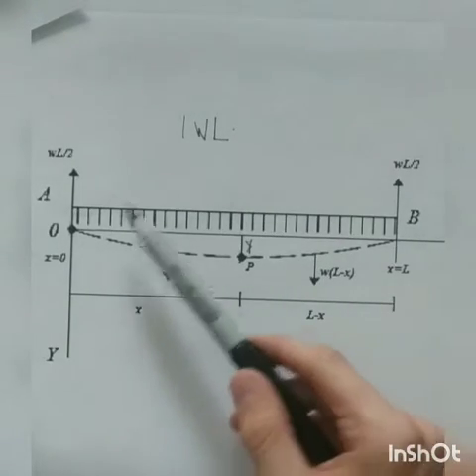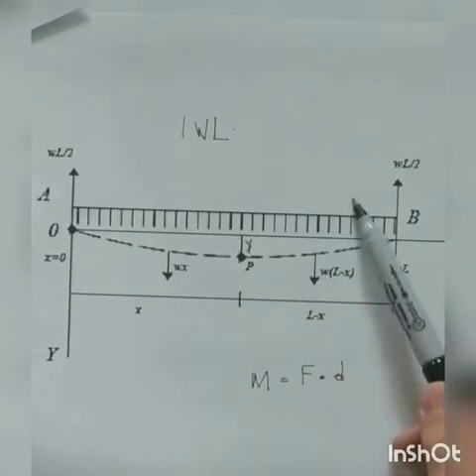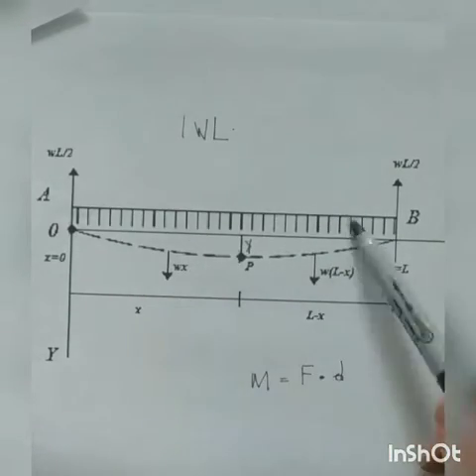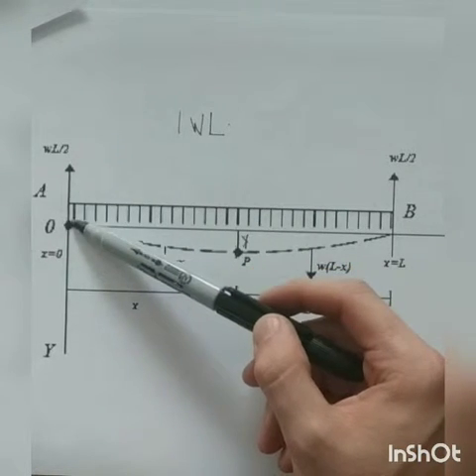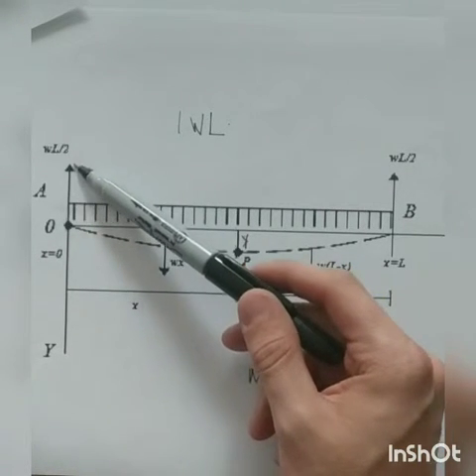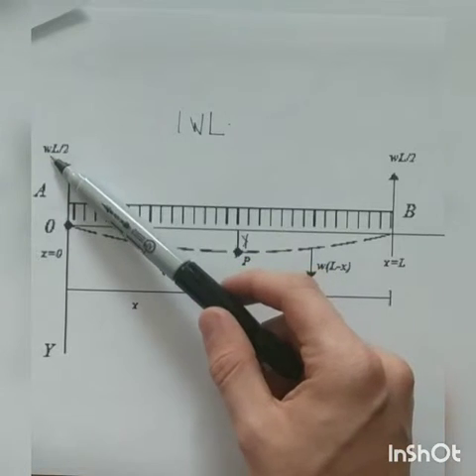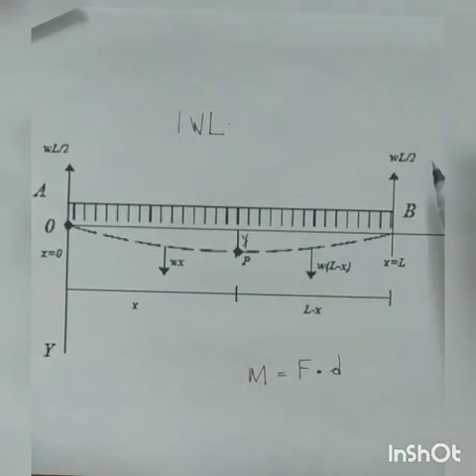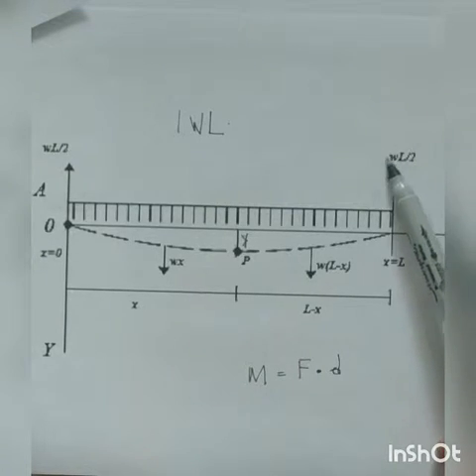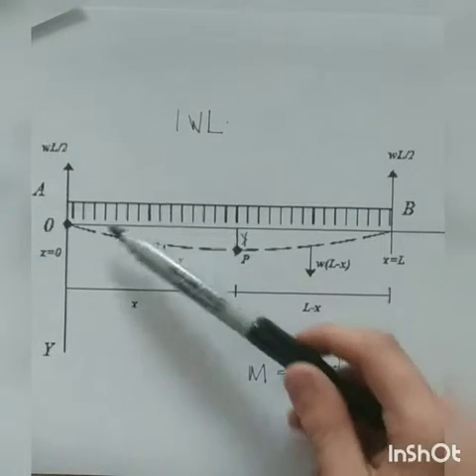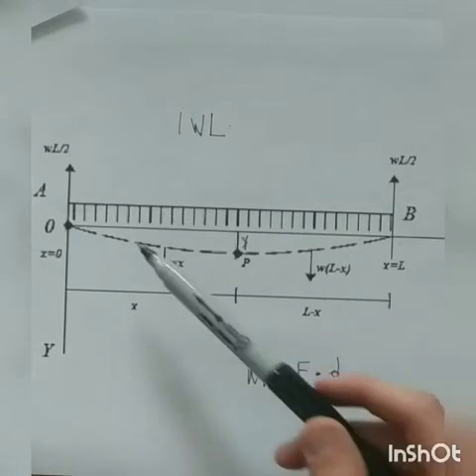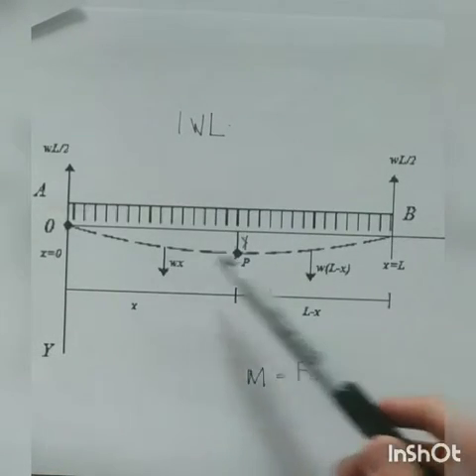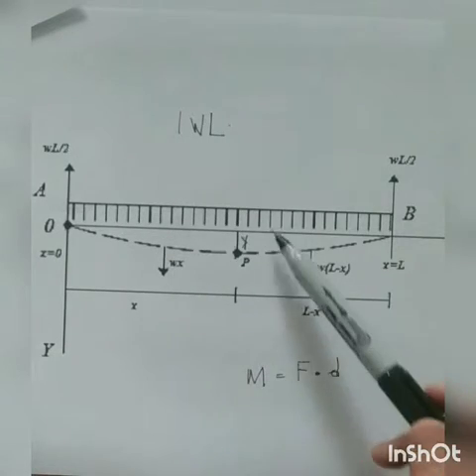So we have here that each support is carrying the half of the weight of the beam, so that is the reason why we denote this vector with W per length divided by 2 and W per length divided by 2. So the weight of the beam divided by 2, because each support is carrying the half of the weight. And also we have some pointed forces in the beam here.